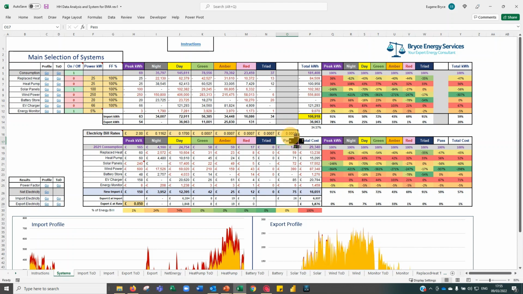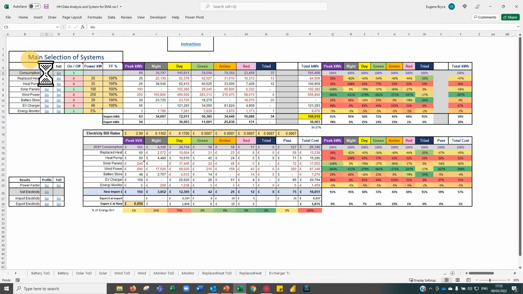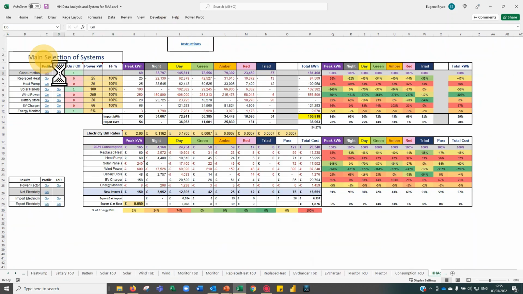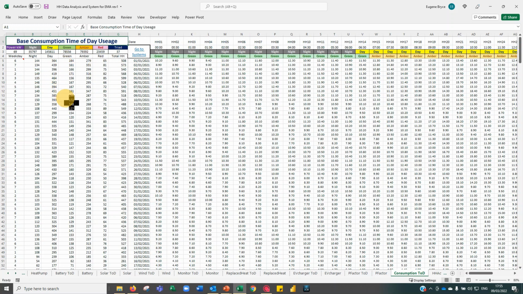The final one here, pass through, simply use it as a fiddle factor to get your total cost to your annual bill, total annual bill obviously excluding VAT. And that gives us our baseline for consumption, top, and actual electrical cost down here. I can use these quick links to go to consumption profile, go back to system, go to time of day, see the time of day.